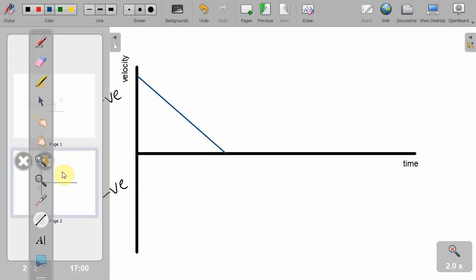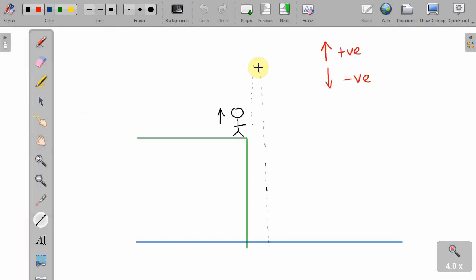Now, let's look at the second part of the motion. The second part of the motion starts here. Now, it starts from a zero velocity.